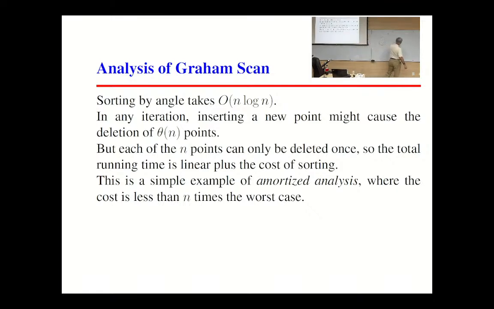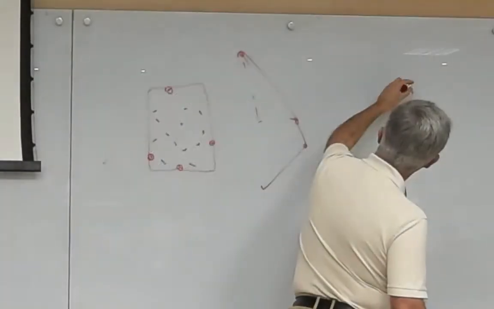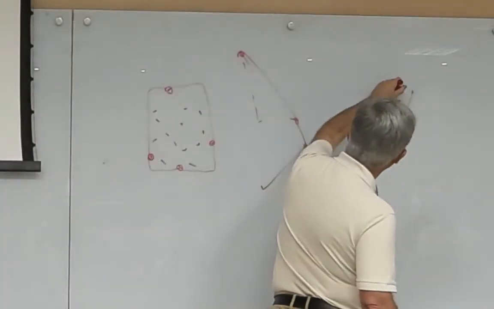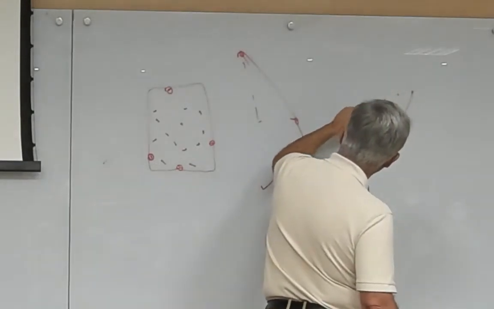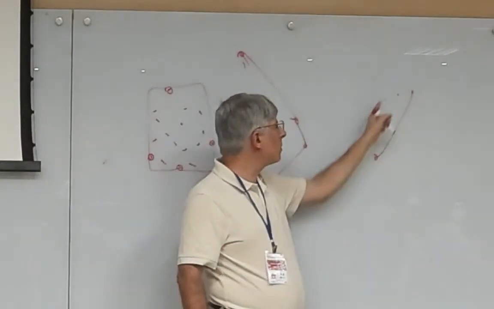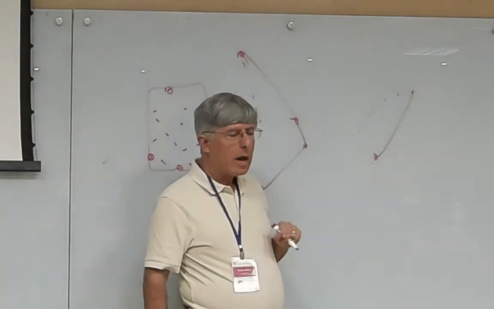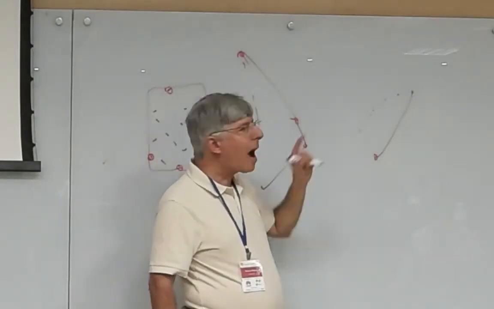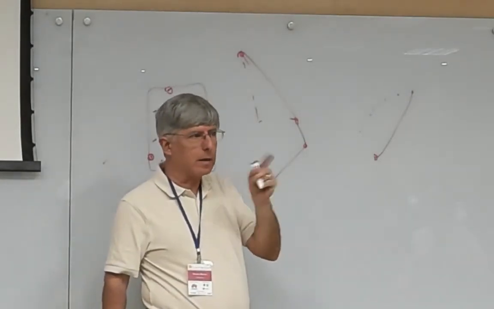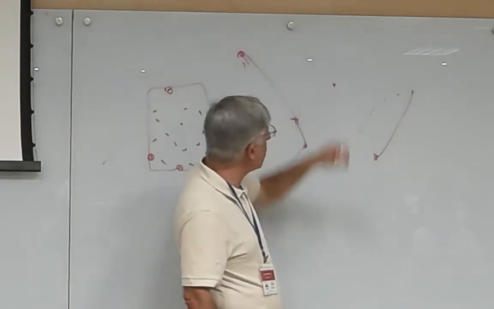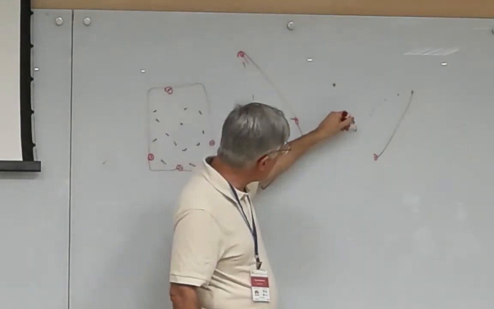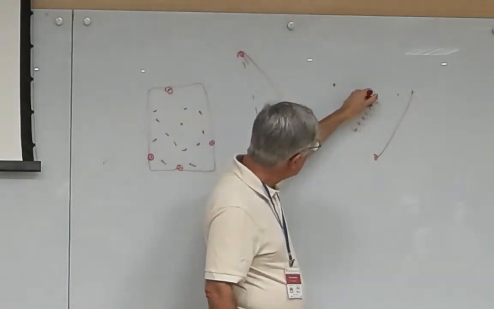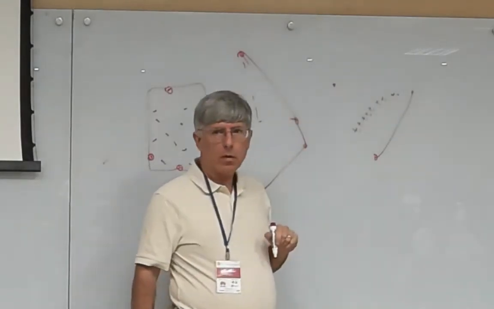Can I do one insertion of a point which will cause, let's say, suppose I have a chain of points bending around here? You see how I've got a chain of points bending around? If I have n points in my data set, how many points might get deleted when I insert a single point into my Graham scan? Does everybody see that I might have to spend order n time deleting each of these?